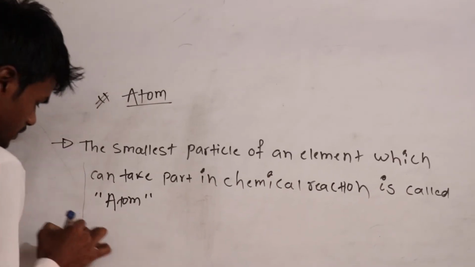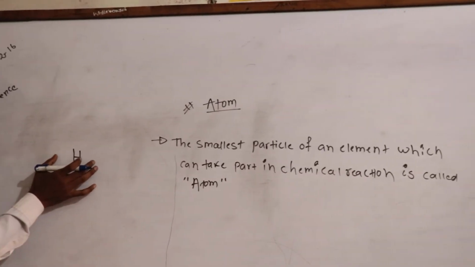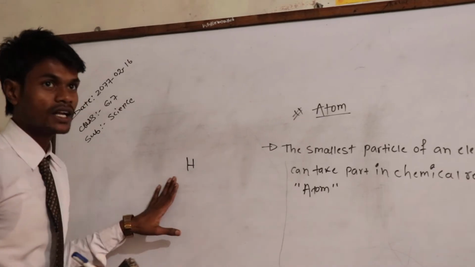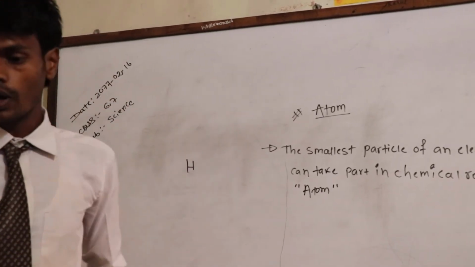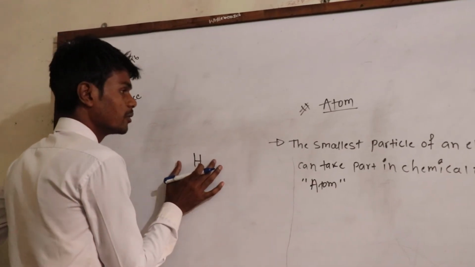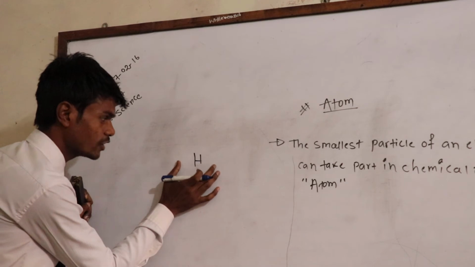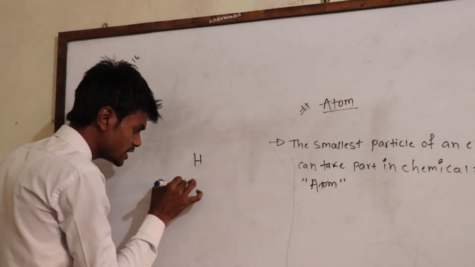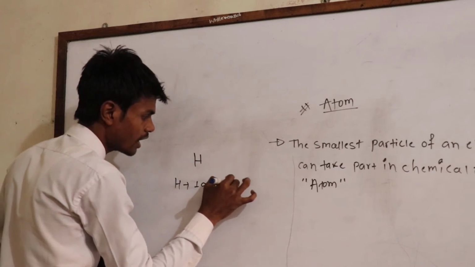Example, this is what? Hydrogen. This is the symbol of hydrogen. It is one atom of hydrogen. H indicates one atom of hydrogen.